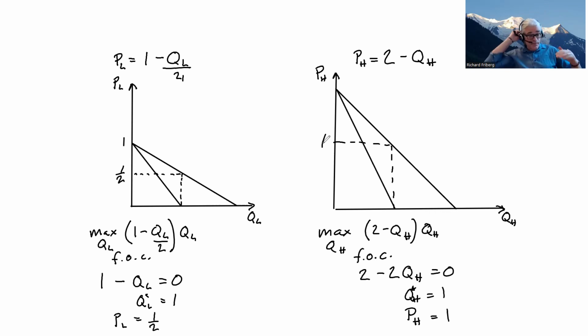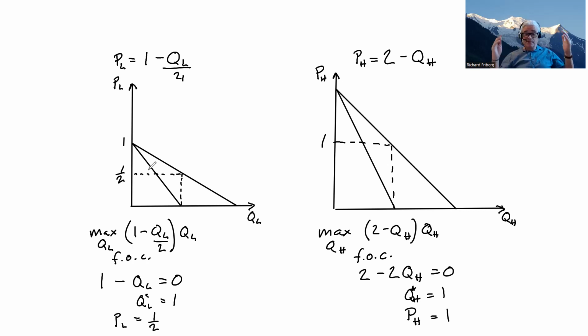So here, with two different groups, they're different. Group H here has a higher willingness to pay for the highest units here. They have a higher intercept and a steeper slope. They're less price sensitive, and the associated optimal profit maximizing price to this group is higher than to this group. So 1 compared to 1/2.